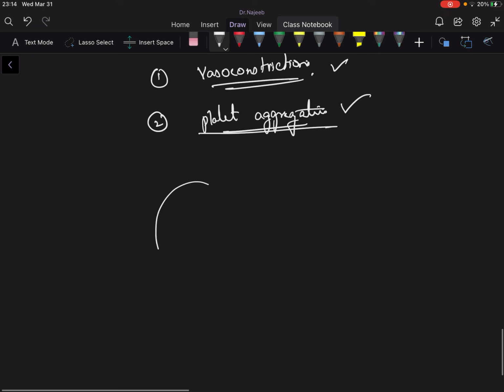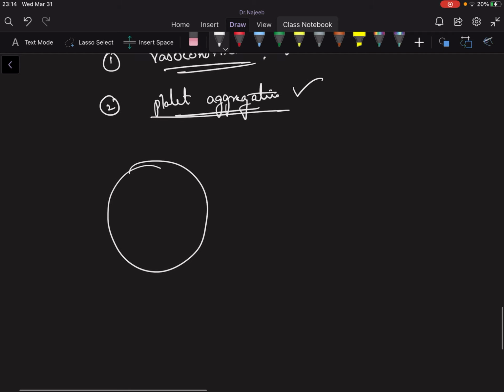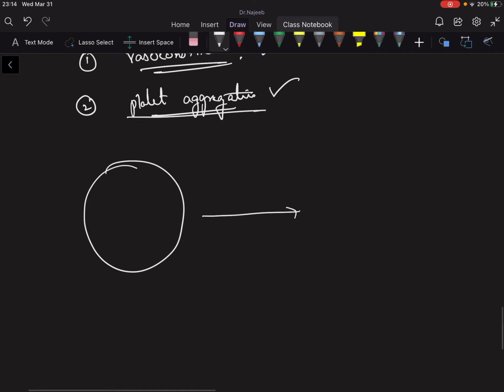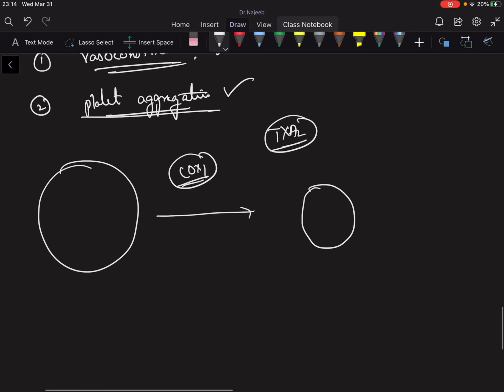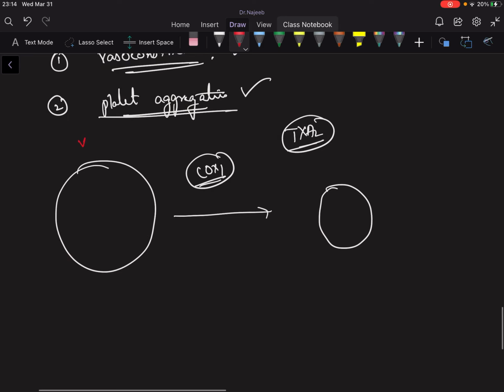Okay, so suppose this is the vessel. This vessel is dilated, right? So what happens if the COX1, the cyclooxygenase 1 pathway, is activated? Thromboxane A2 is produced, and thromboxane A2 causes vasoconstriction. So the blood vessel here is constricted. Before the cyclooxygenase 1 pathway is activated, as you can see, the blood vessel is vasodilated, and the platelets are also not activated.